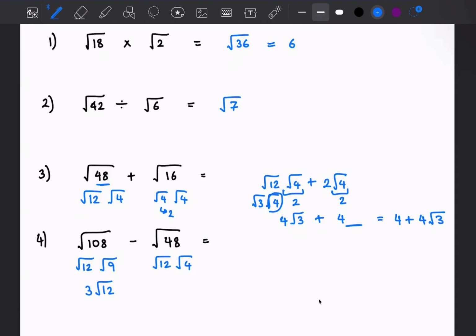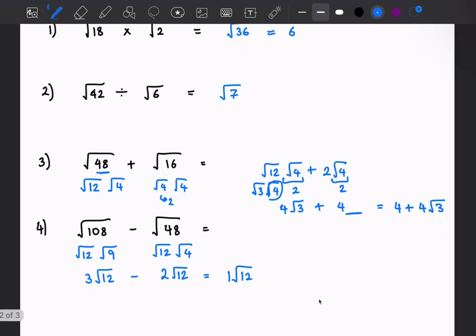So then the root 4 goes down to 2, so that's the same as 2 root 12 there. So we've got this as follows. We've got a 3 root 12 and minus that from 2 root 12, which if we take it away, that gives us 1 root 12. And technically you can simplify that.